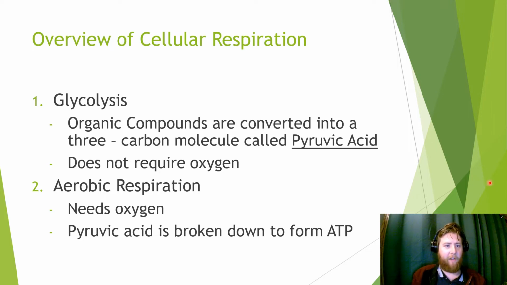The process of glycolysis does not require oxygen. So we think that glycolysis is one of the oldest methods of acquiring energy. We think bacteria were able to do it long before there was oxygen in the atmosphere. The second part of this, and the one that makes eukaryotes kind of unique, is aerobic respiration. For this, we need oxygen, but we're able to break down pyruvic acid further to form ATP. In glycolysis, we just get pyruvic acid. In aerobic respiration, we take that pyruvic acid and we break it down.